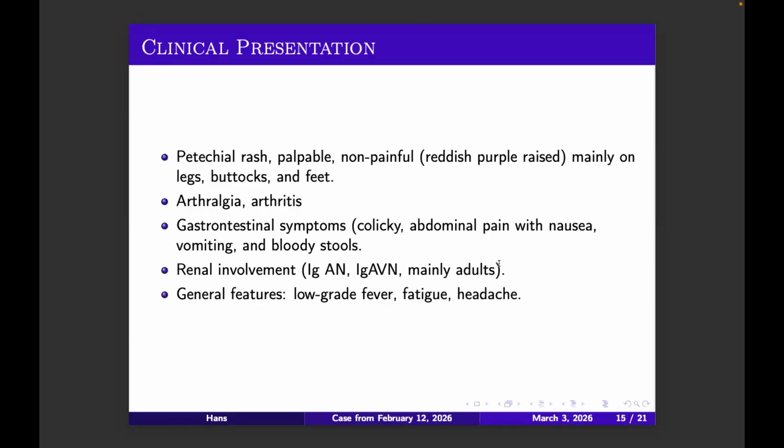So how is IgA vasculitis presented clinically? And there we have a petechial rash. That's what our patient had. But on the legs and buttocks, and the prime example is Henoch-Schönlein rash that we have seen in our undergraduate. Then we have arthralgia, arthritis can happen. Gastrointestinal symptoms of IgA is not very unusual with bloody stools. And then we have renal involvement in adults, and that has a fairly bad prognosis. And the general features are basically low-grade fever and headache.